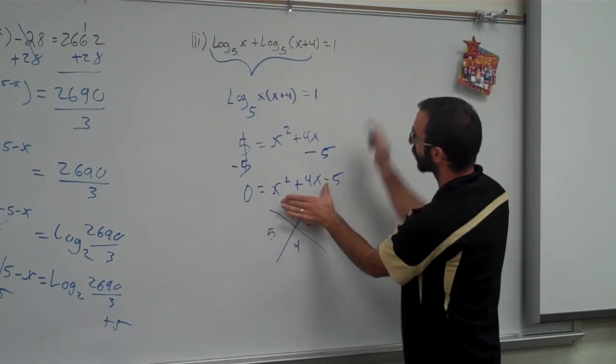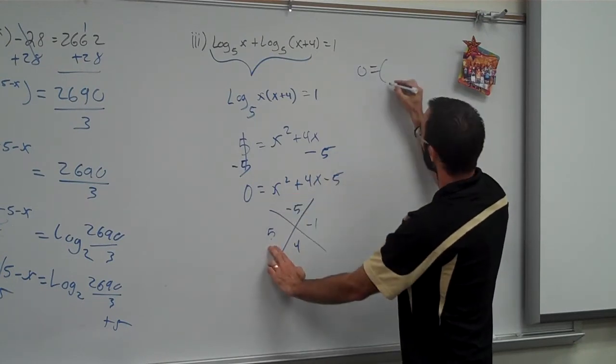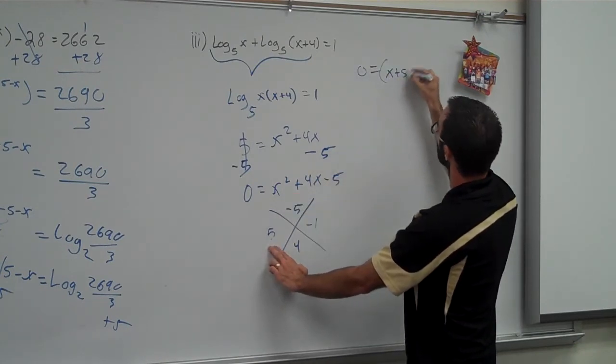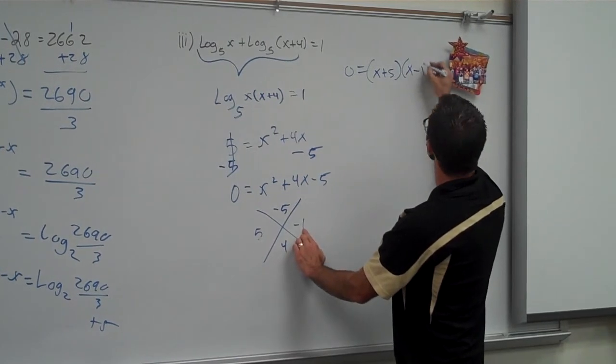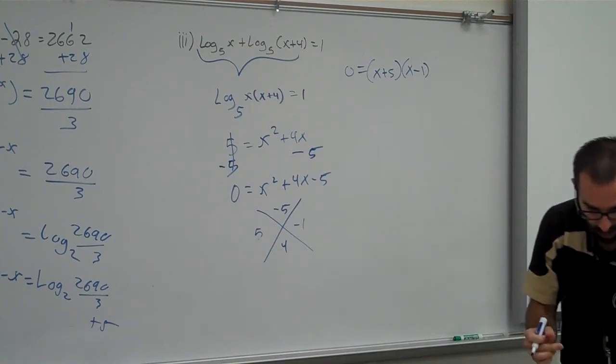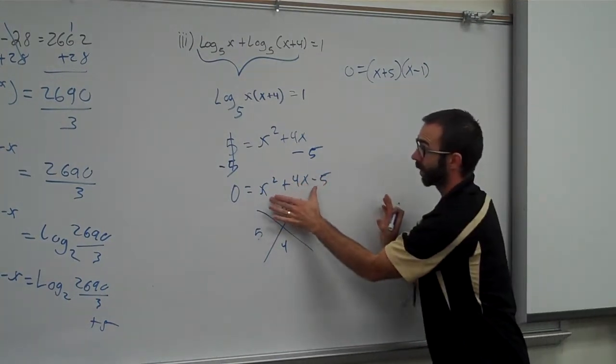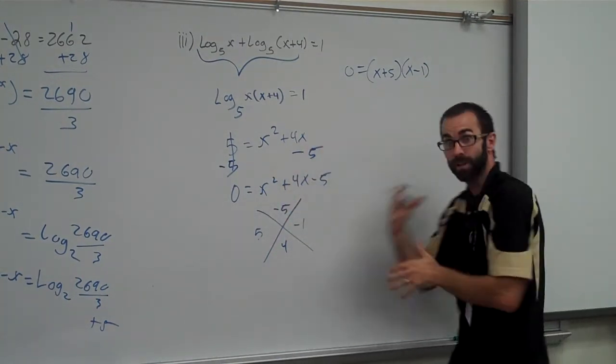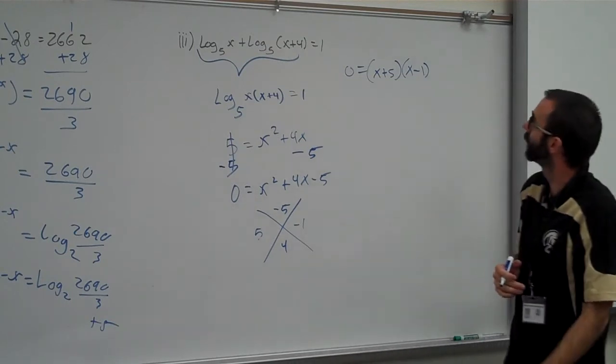So this whole thing just became our product of x plus 5 times x minus 1. Oops, I'm just going to move this down here just real quick. Okay. So this whole thing all became this. Yeah, there's a lot of properties going on in this problem here.